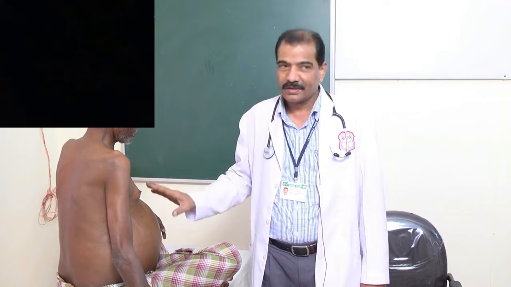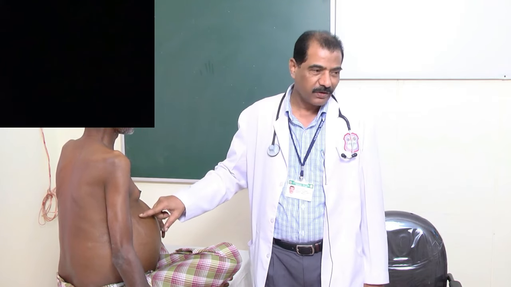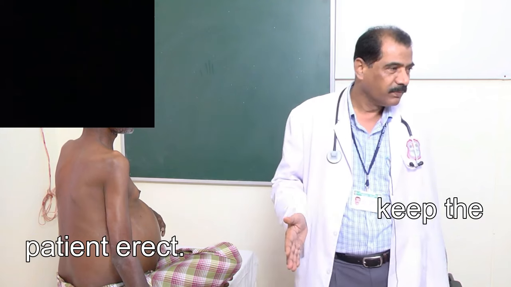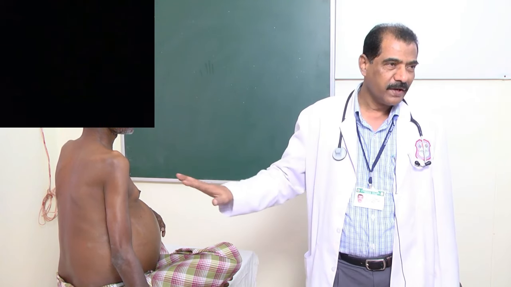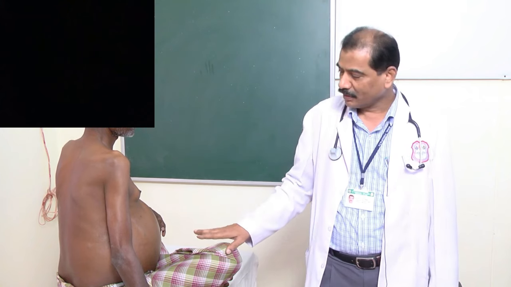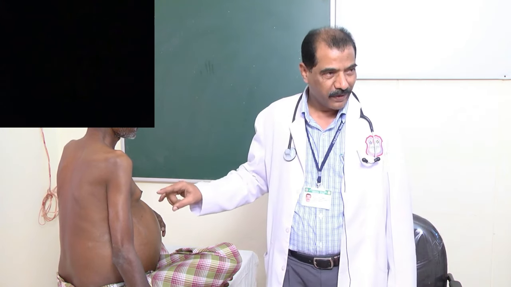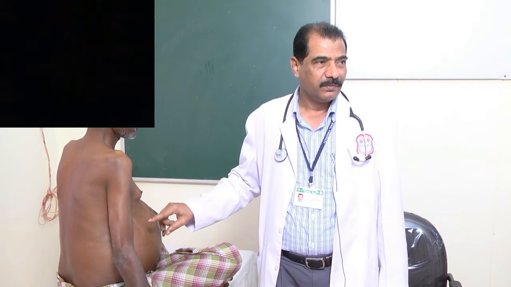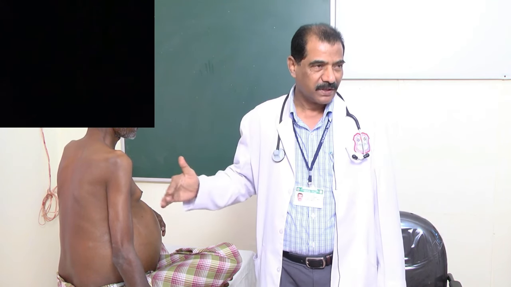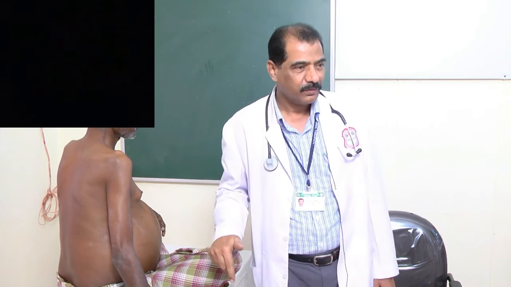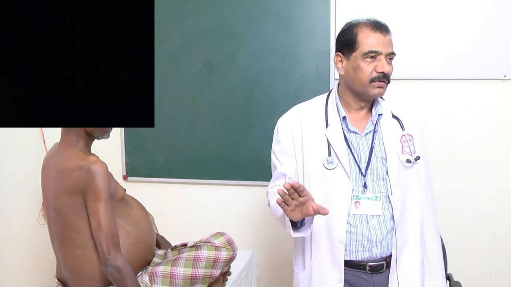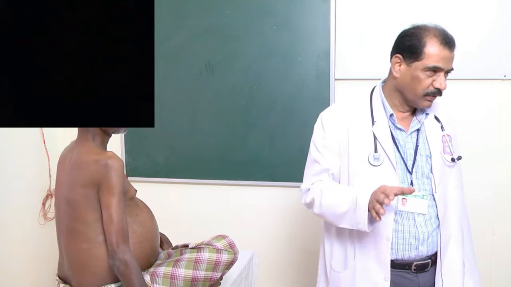When you are looking for the veins, always make it a point to keep the patient erect. Sometimes in the lying posture or in the sitting posture, it may not be prominent. So when you are not able to find distinctive veins over the abdomen, make the patient erect, make an attempt to look for the veins. Without making the patient erect, don't comment that the veins are not visible or that the flow is not able to be measured.